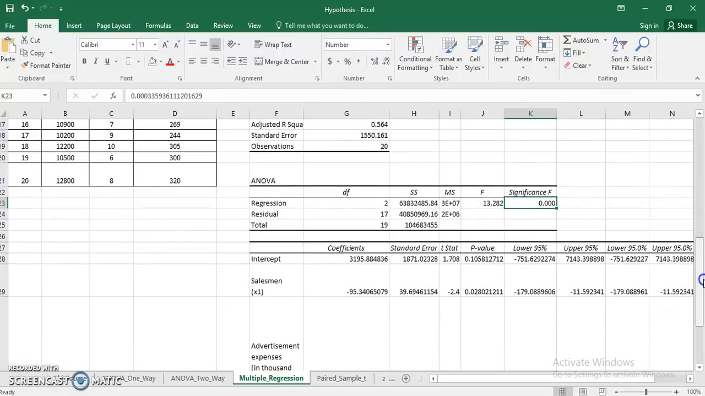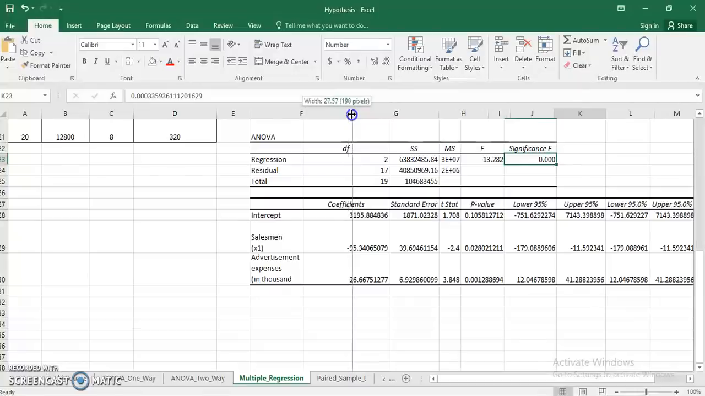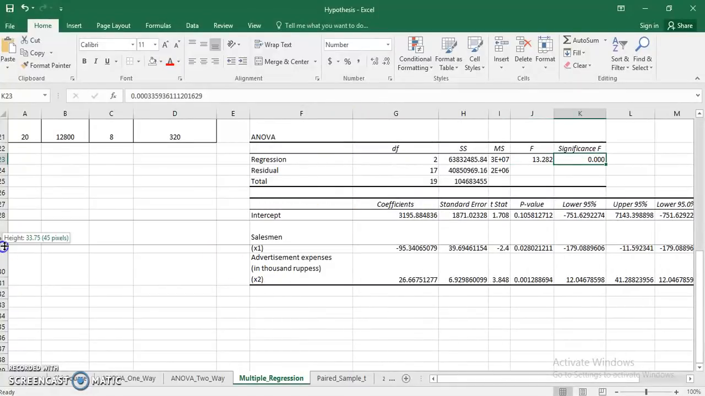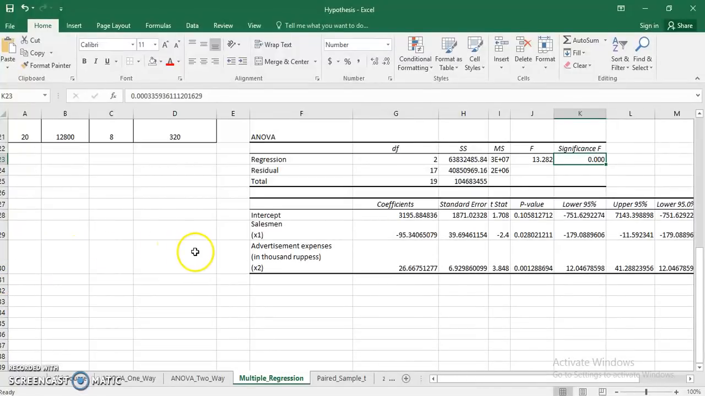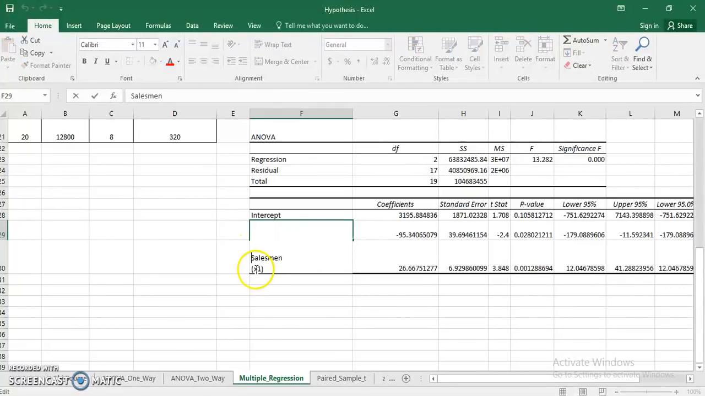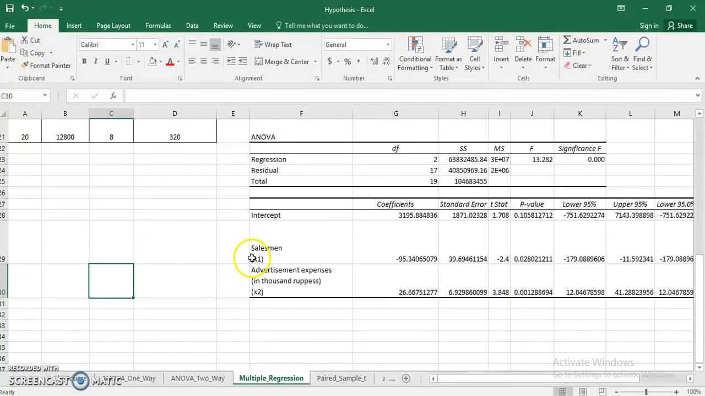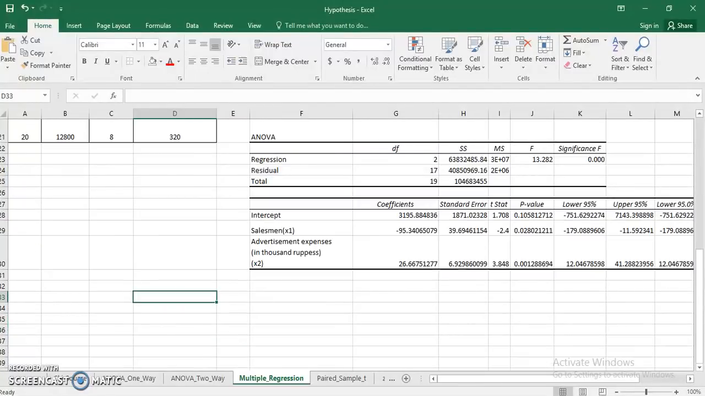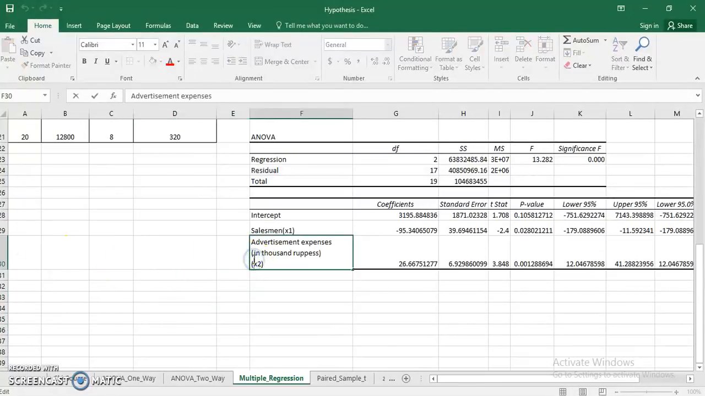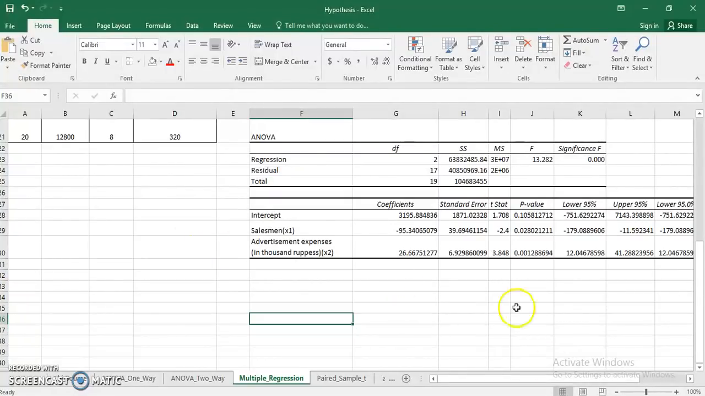Now let's talk about the final table of regression right here. Let me adjust the cells a little bit so it looks a little better. Okay, fair enough. So I have my x1 and x2. The number of salesmen are x1, and then we have my advertisement expenses as x2.